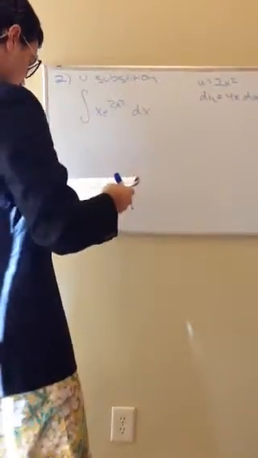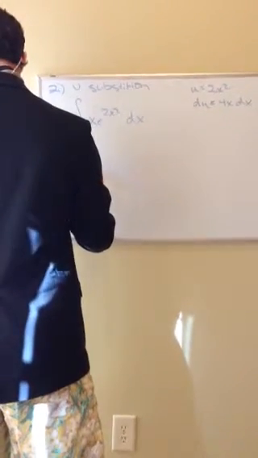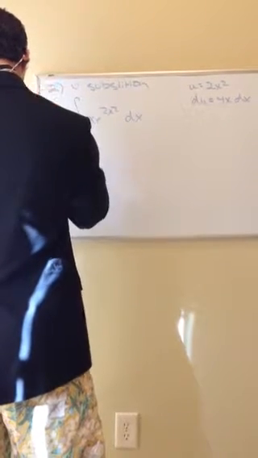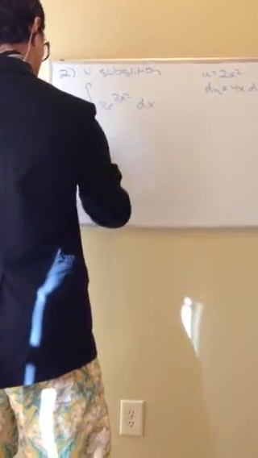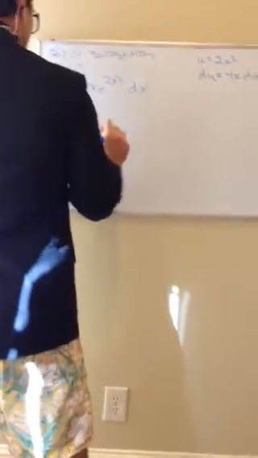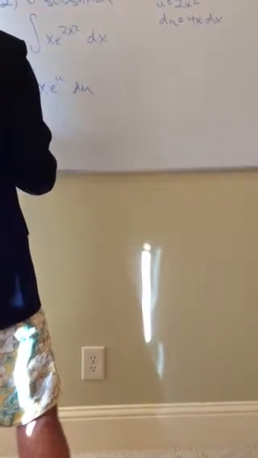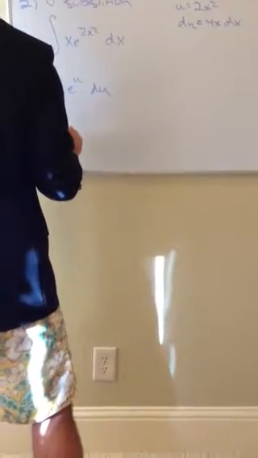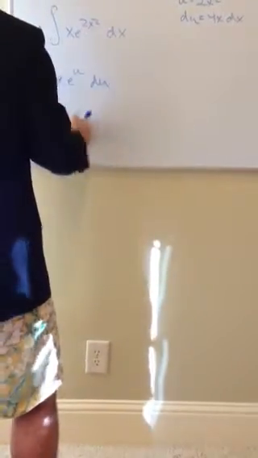We will then take the integral of this, and we know that you can pull out a constant. So we will end up with 1/4 e to the u, since the derivative of e to the u is e to the u.